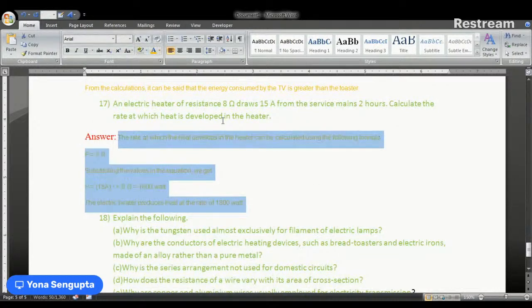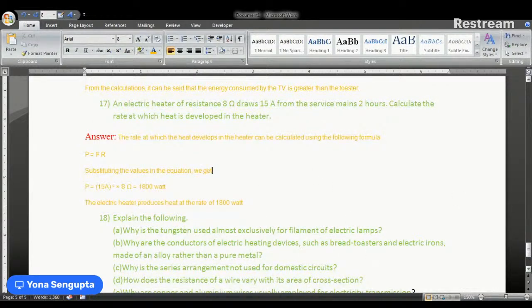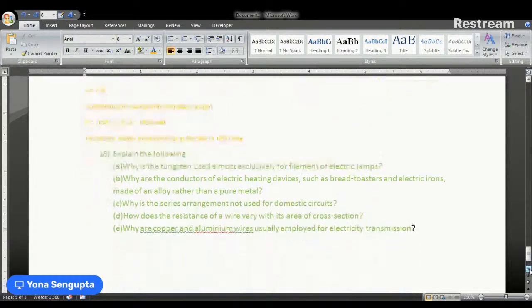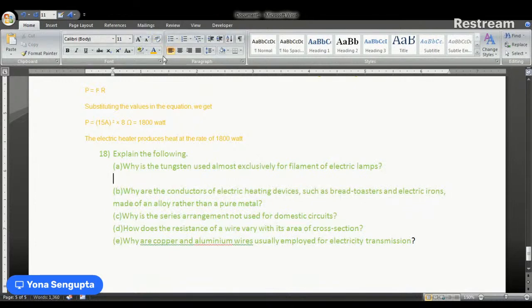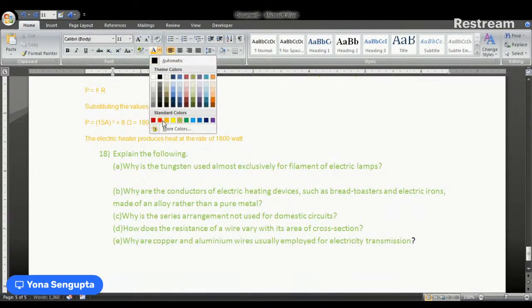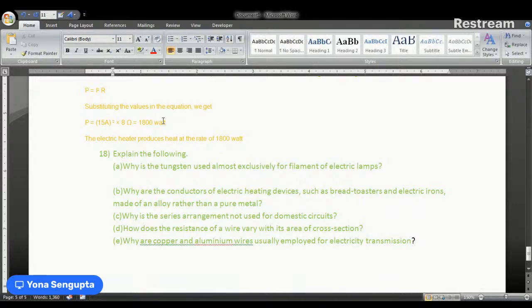So this is the answer to number 17. Next is number 18.